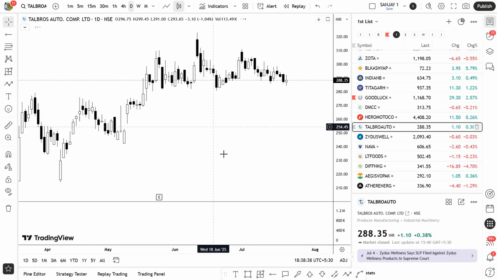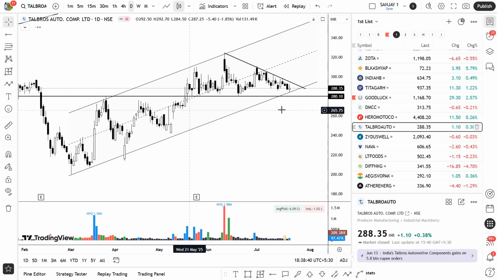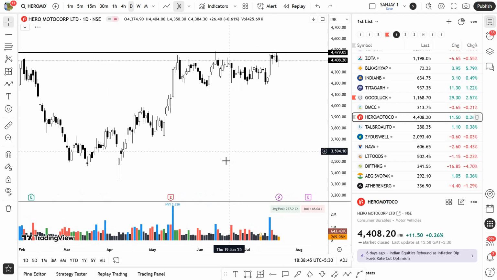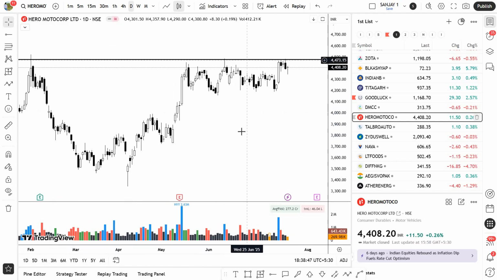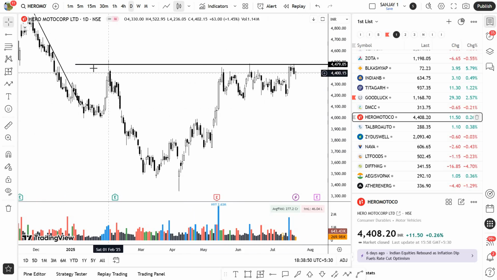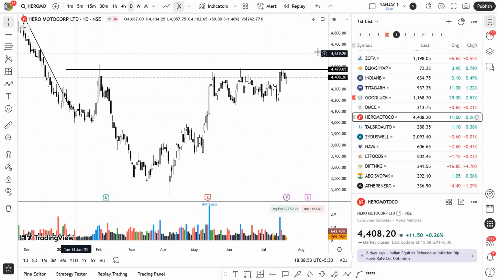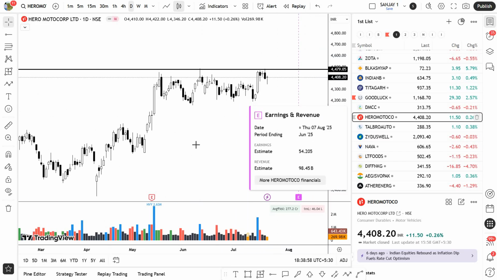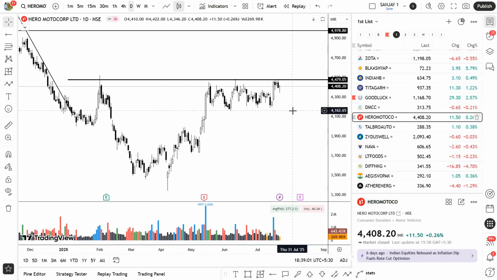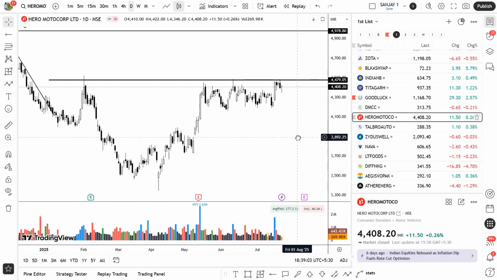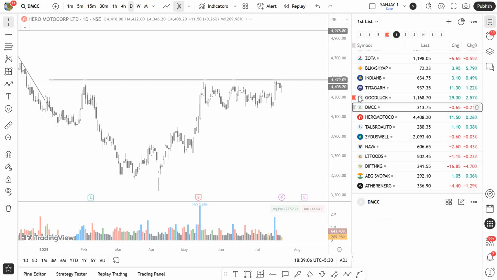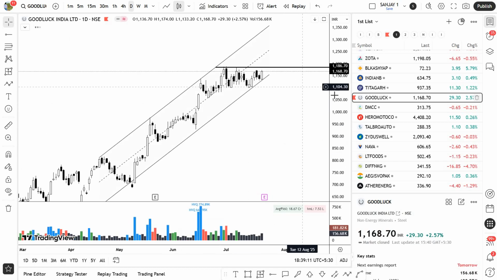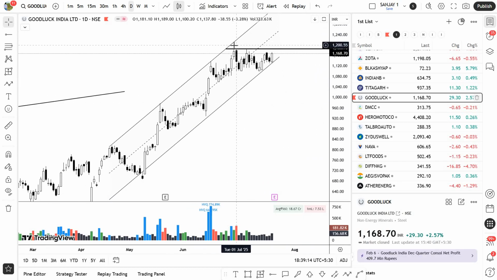Okay, Talbros is also setting up for this particular setup, and Hiromoto, let's say Hiromoto. So Hiromoto does not have any kind of channel resistance on the upside as of now, and it is forming a very good horizontal pivot level. Okay, and its results are also on 7th of August, so it can make an earnings move or something like that. Okay, and you can see Good Luck. Good Luck is also nearing its support trend line, not the resistance trend line.